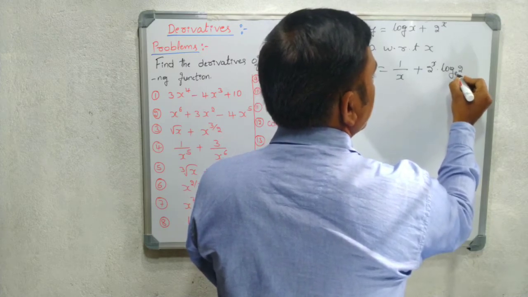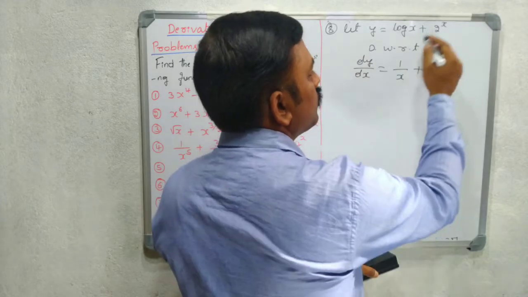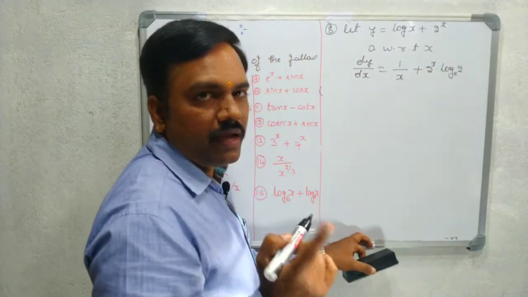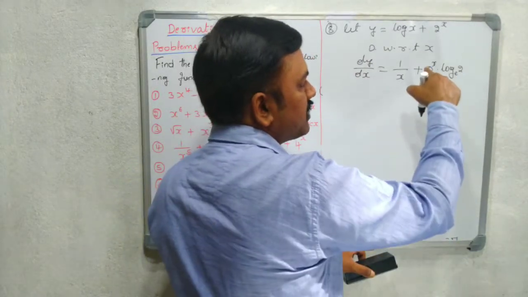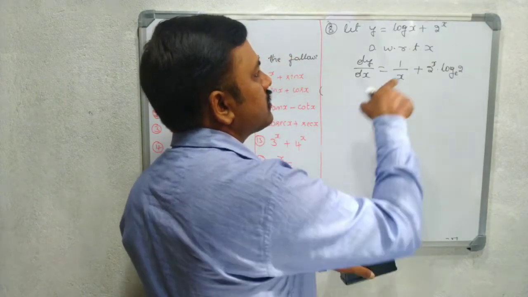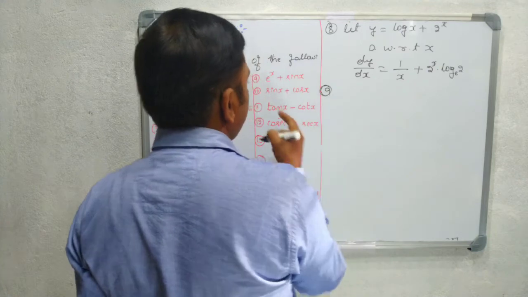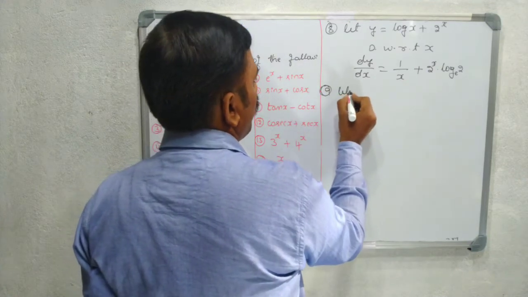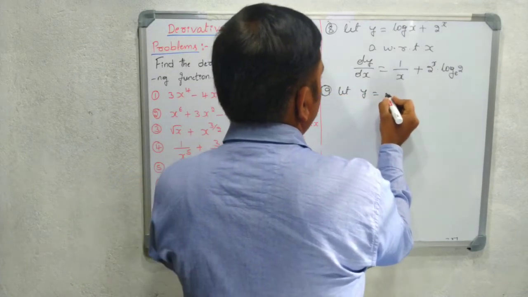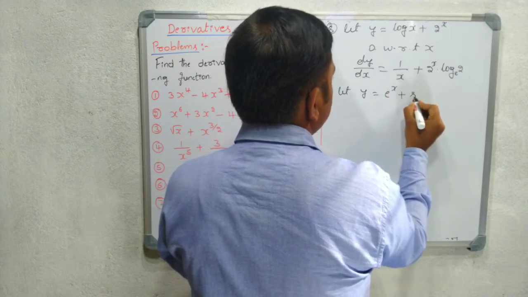If nothing is written here, it means the base is e. Is it understood? So 2 power x, it is in the form of a power x. A power x differentiation is a power x into log a. So that is the answer. Next one, 9th one, that is let y is equal to e power x plus sin x.